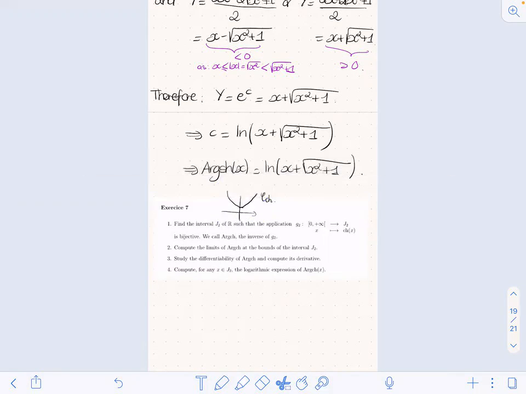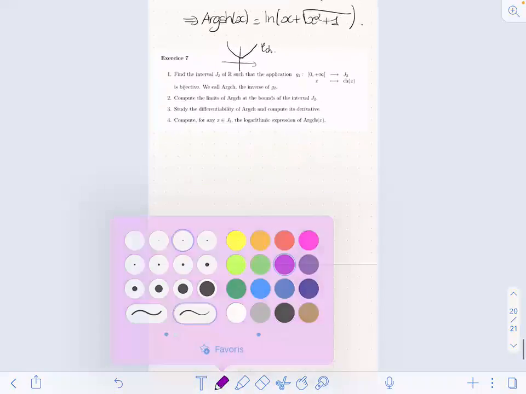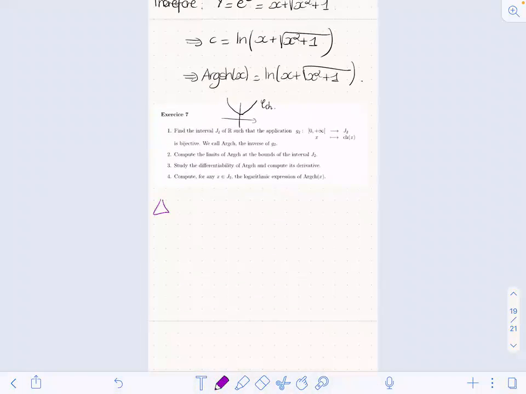No. Oh, absolutely. So maybe one sort of disclaimer before we start is that ch of x is an even function, and is therefore not a bijection on the whole of its definition domain. It's not a bijection on R.